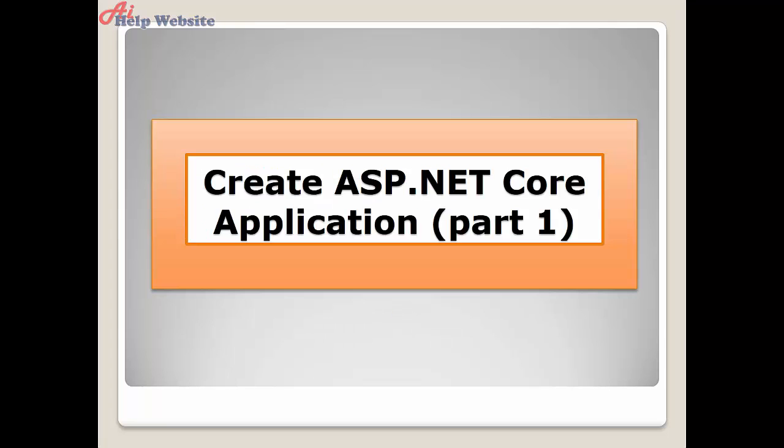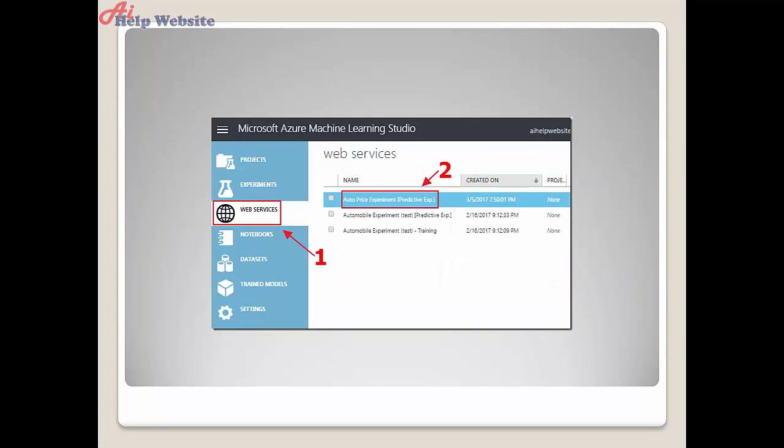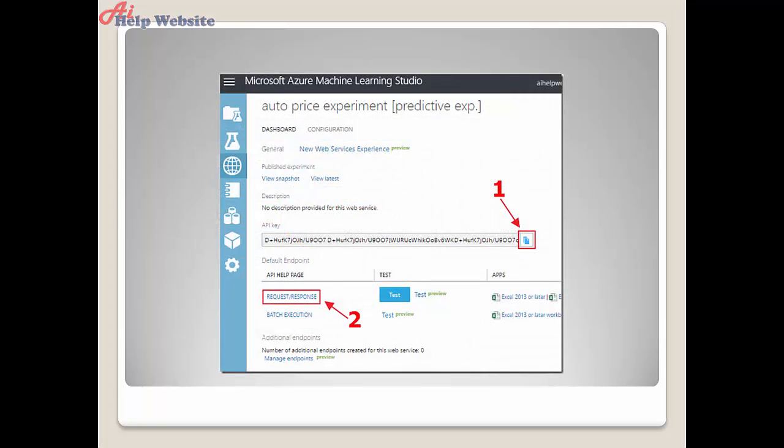First, Part 1. Create an ASP.NET Core application. First, we'll select the Web Services icon and select our Auto Price experiment. On the configuration page, we'll be able to click the button to copy the API key. We'll save this because we'll need it later.